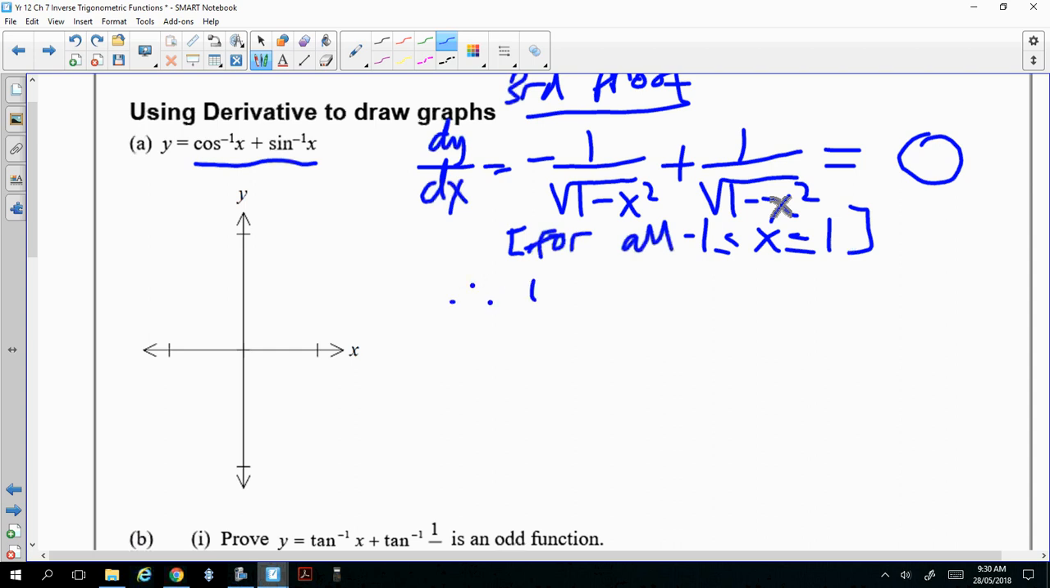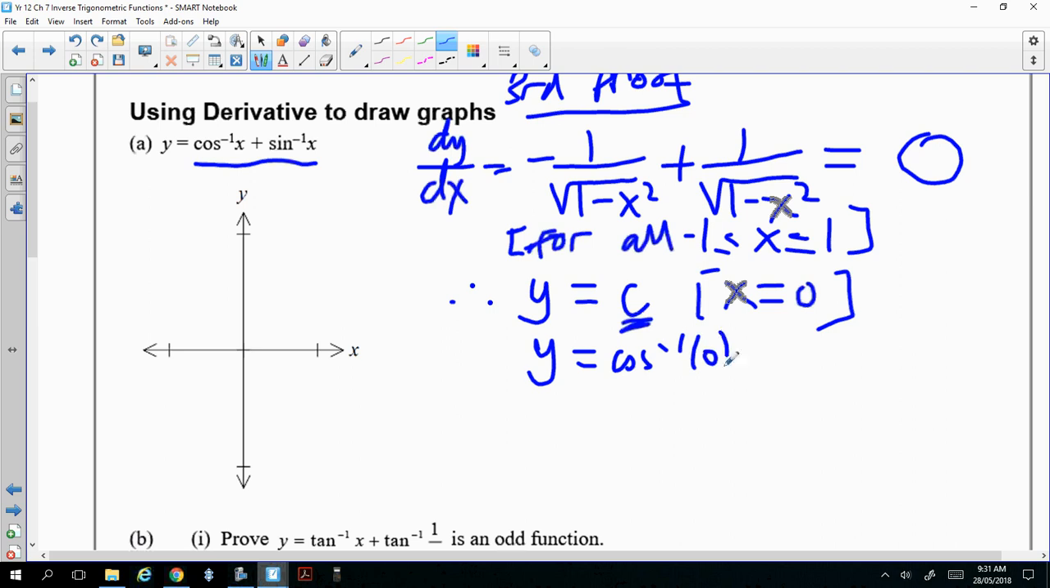And the question is, what's the value of c? To find c, you just have to substitute a random point. So let's substitute x equal to 0 into the function. So y equal to cos inverse of 0 plus sine inverse of 0. This is equal to pi over 2 plus 0, which is just pi over 2. Right? And that's equal to c. So therefore, y equal to pi over 2.